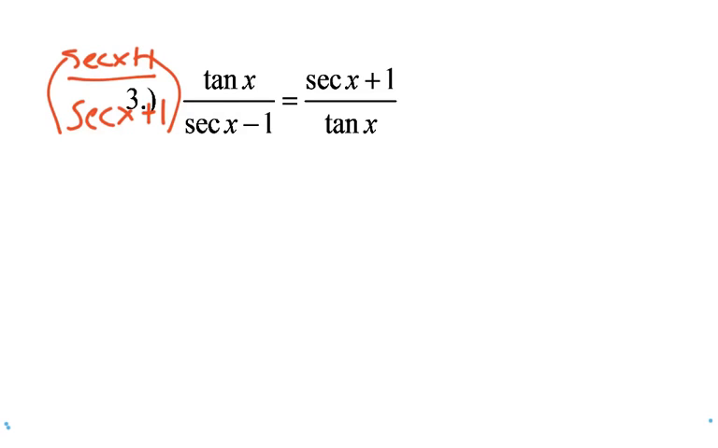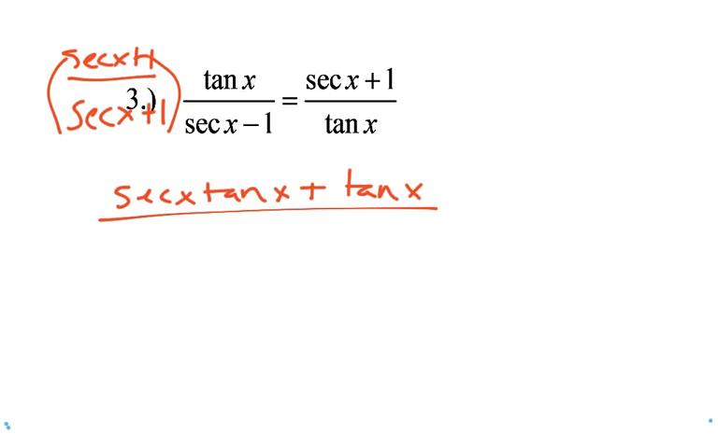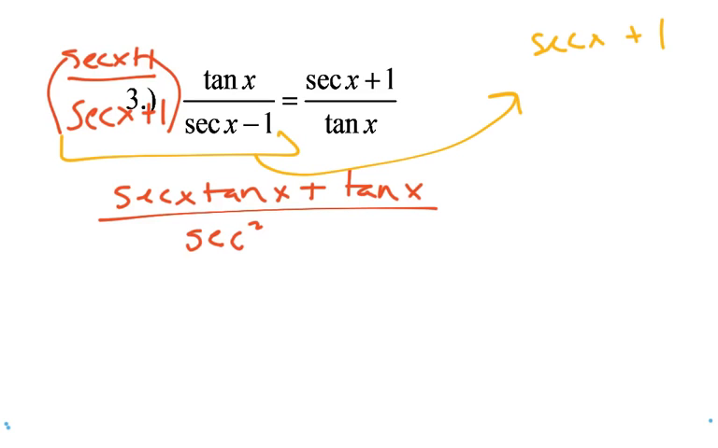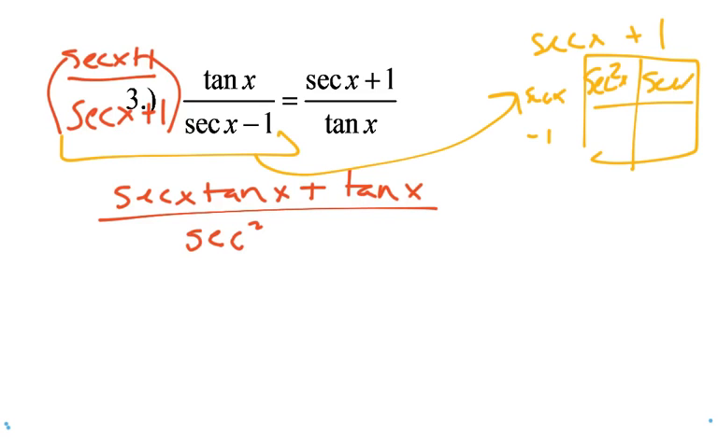So if I multiply by secant x plus 1 on the top, I have secant x tangent x plus tangent x. And then on the bottom, I get secant squared. Well, let's see where we get it from. You get secant x plus 1, and then secant x minus 1. And so it becomes secant squared x, secant x minus secant x, which will cancel, and then a negative 1. So that denominator is going to become secant squared x minus 1. Alright.